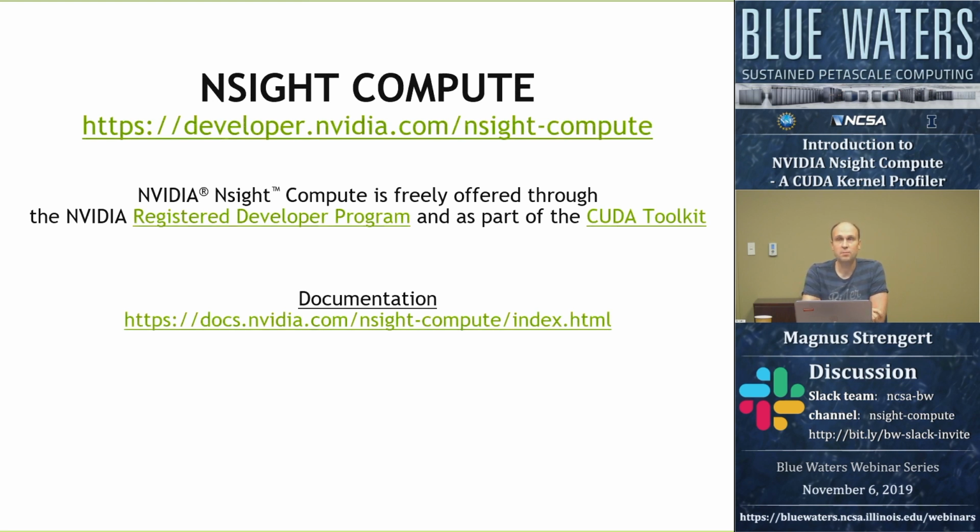There is a recent Parallel for All blog post that also goes through a full analysis of a kernel with Nsight Compute, which is a good resource to see an example of how Nsight Compute was used to optimize a kernel.